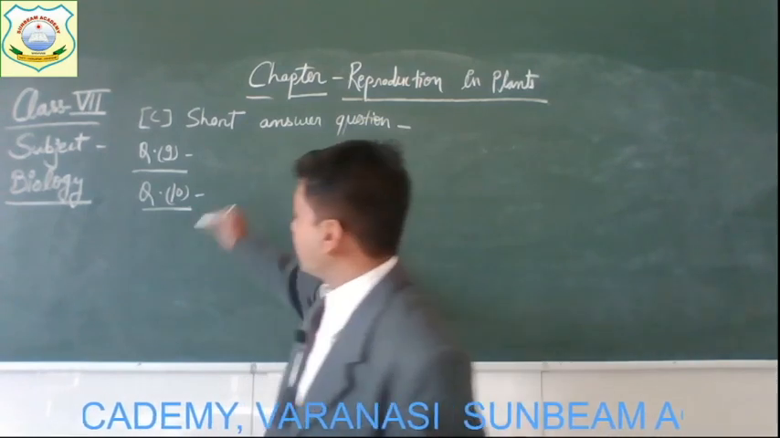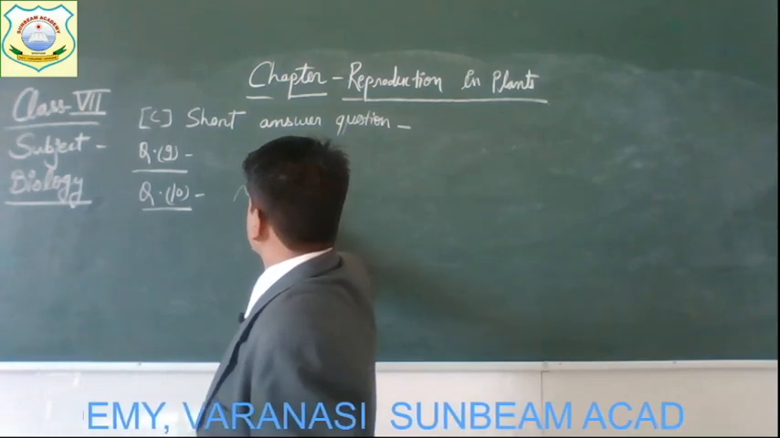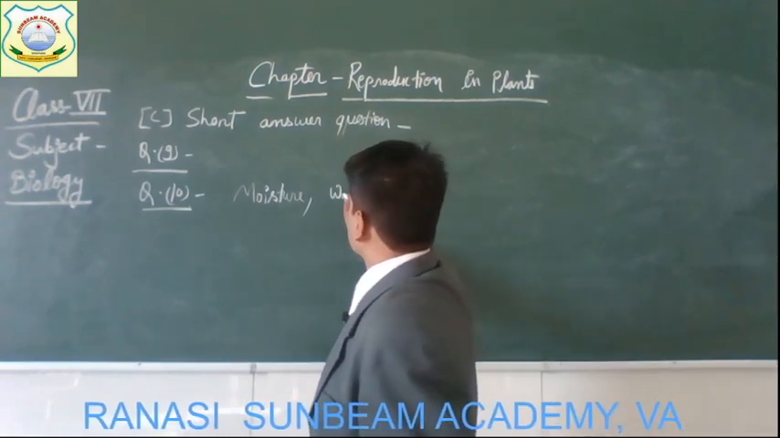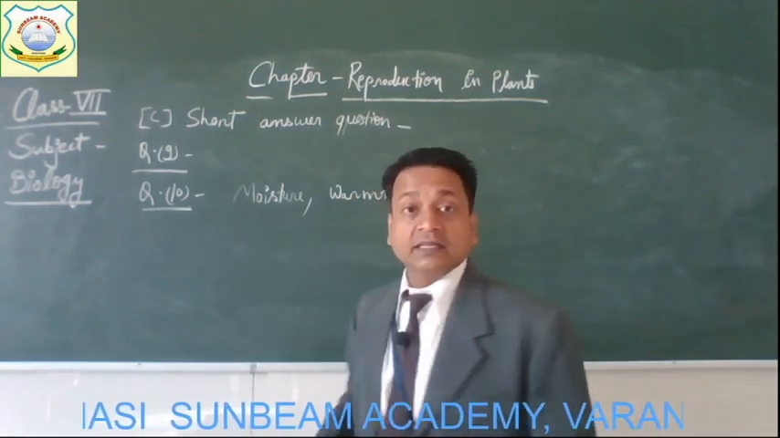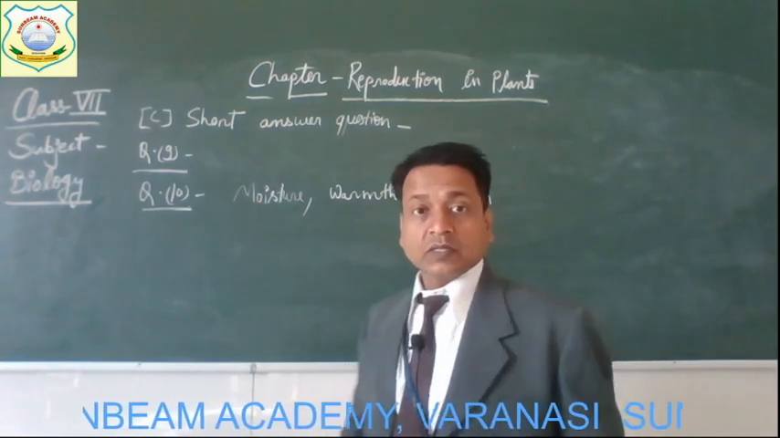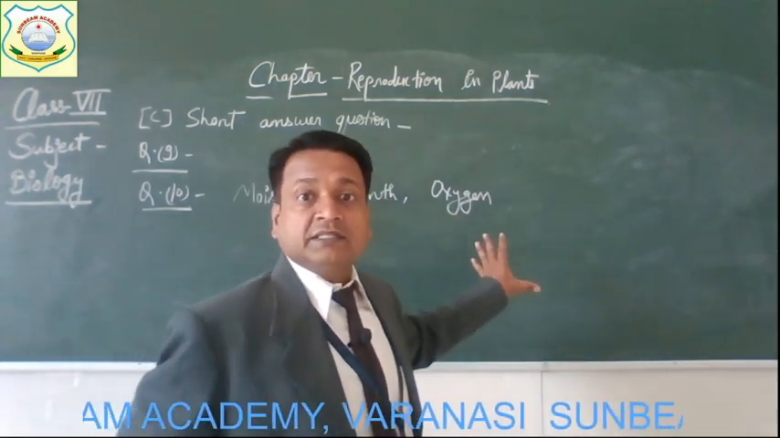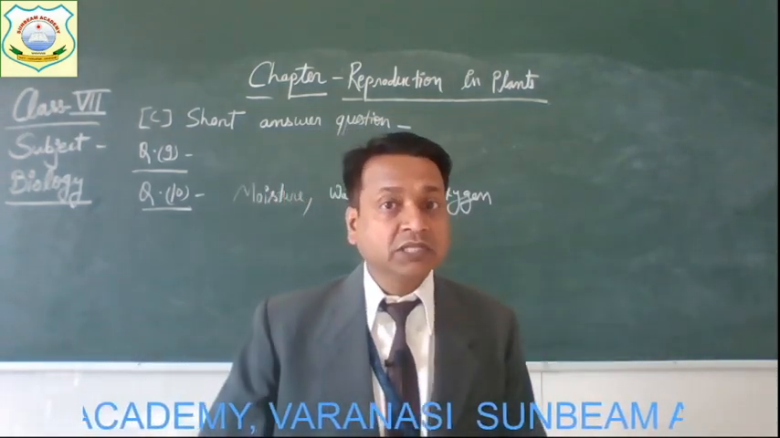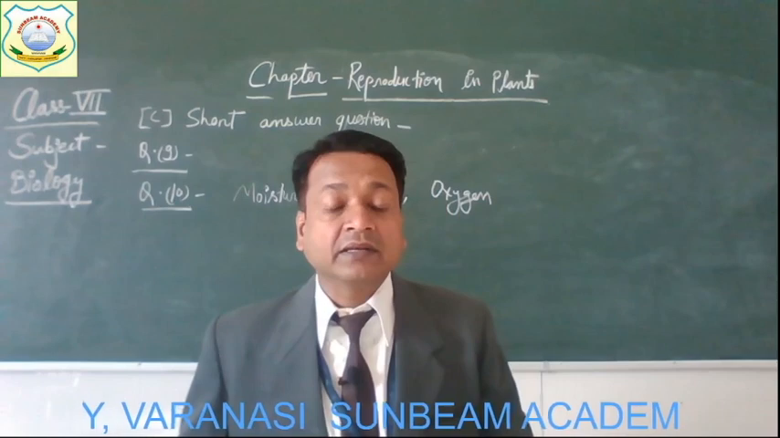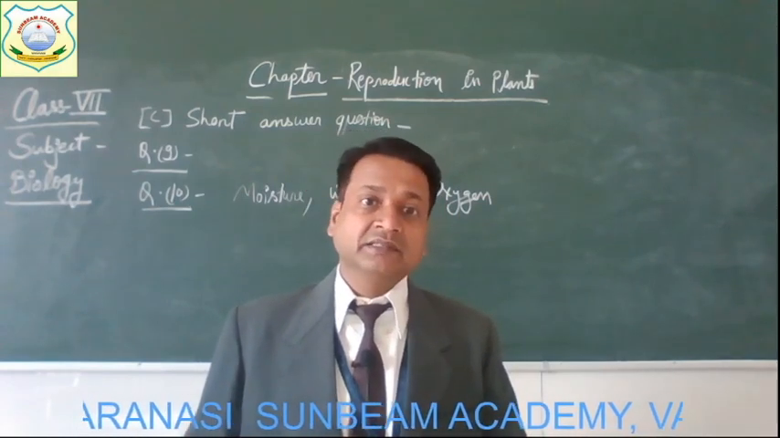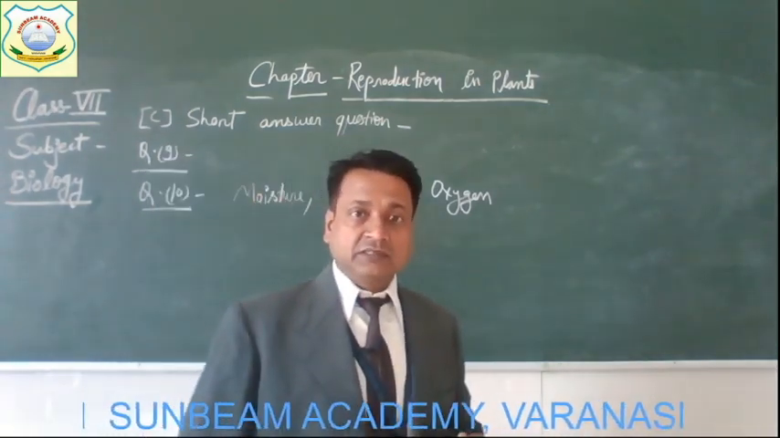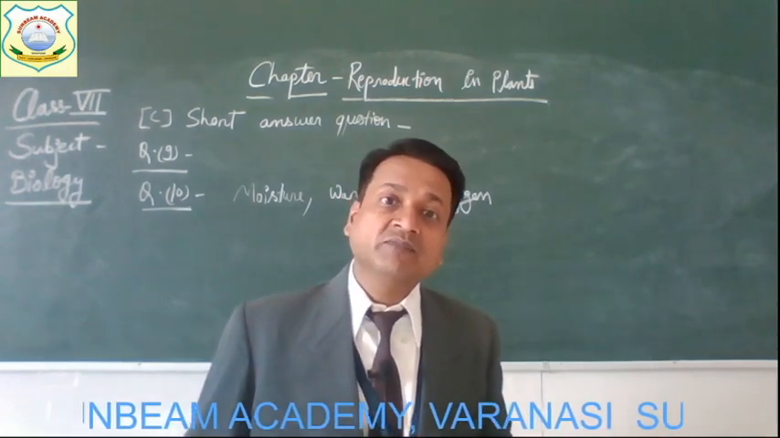The first one is moisture. The second one is warmth. And the third one is oxygen. So these are the three conditions which are necessary for germination of a seed. And if any one of them is absent, what will happen? Yes, the seed will not germinate. So children, these all are the short answer questions, and I hope that you understood the answers of all these questions.